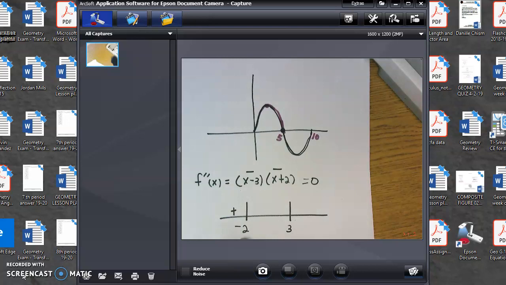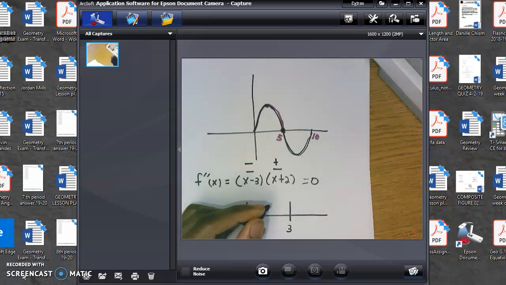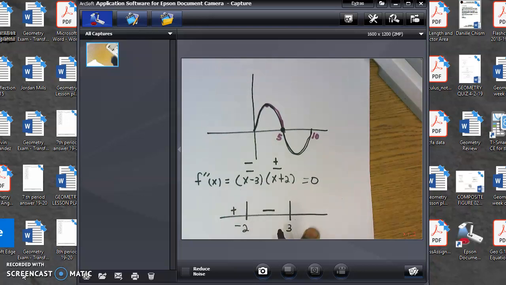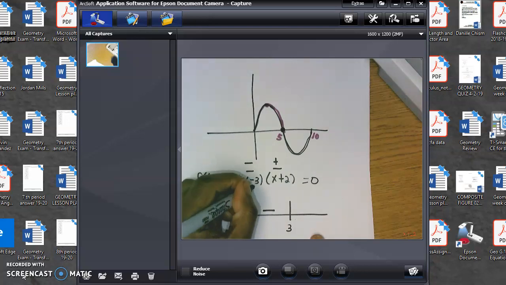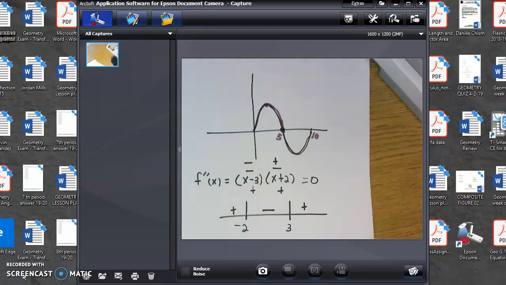Now choosing a number between -2 and 3, the easiest number to choose is 0. If I plug 0 in, I get a negative number and a positive number. So a negative times a positive is going to be what? Negative. And lastly, let's choose 4. Because 4 is to the right of 3, if I plug in 4, I'm going to get a positive number and a positive number. So a positive times a positive is going to be positive. So you can see that -2 and 3 are points of inflection because what?